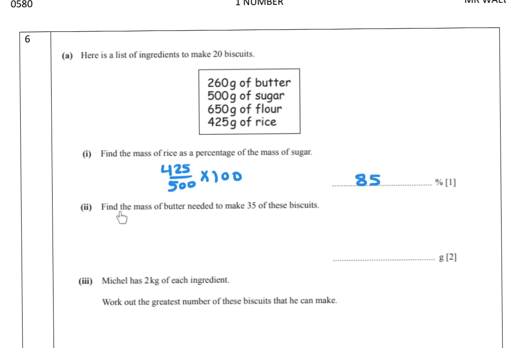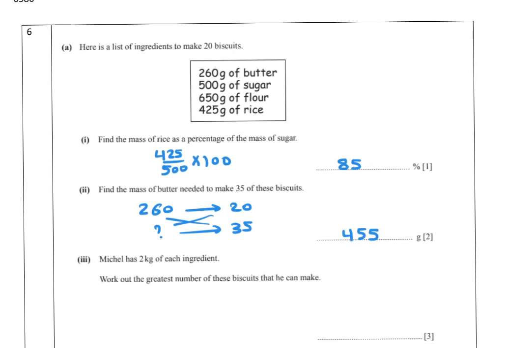Double I, find the mass of butter needed to make 35 of these biscuits. To make 20 biscuits, we need 260 gram of butter. So 260 enough for 20 biscuits. So how many grams enough for 35? Now cross multiply to find the number. Answer 455 gram.